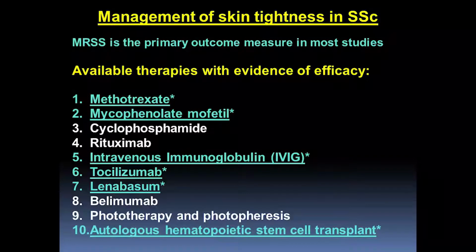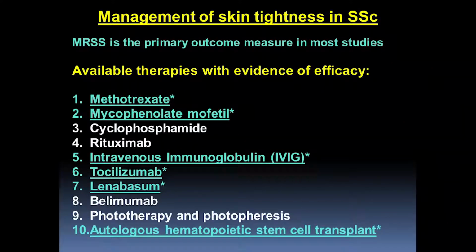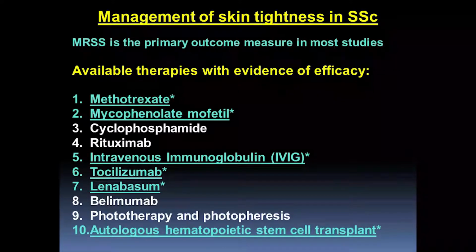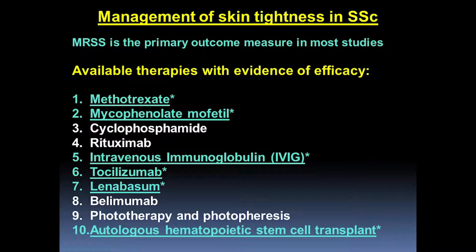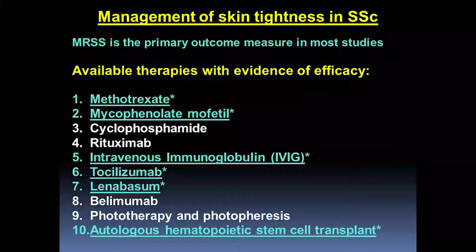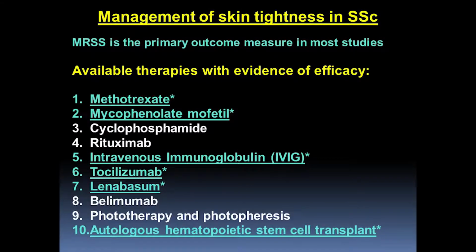So we are going to talk about management of skin tightness in systemic sclerosis. Modified Rodnan skin score is the primary outcome measure in most of the studies that have been done. The available therapies with evidence of some efficacy would be methotrexate, the age-old drug that has been used over the years. We have some data on mycophenolate mofetil, data on cyclophosphamide, which I'm not going to discuss. So the ones that are underlined and asterisked are the ones that I will be talking about today. But the slide deck that will be provided later on has data on all of these.